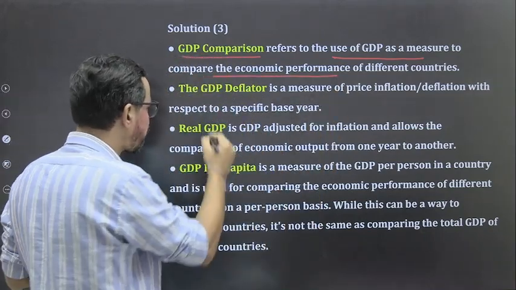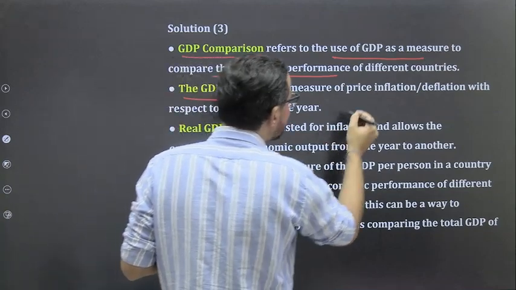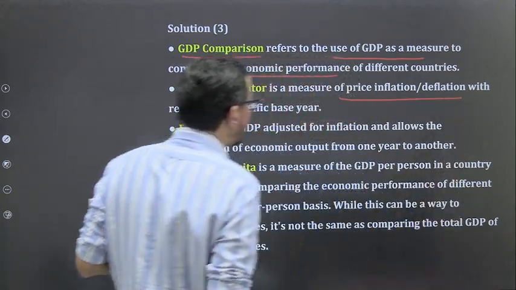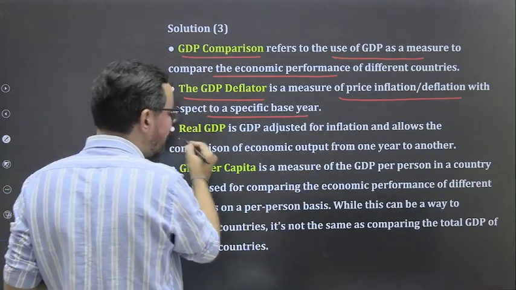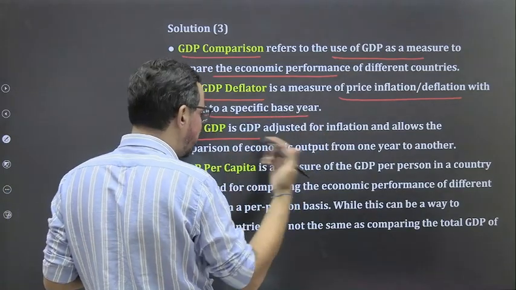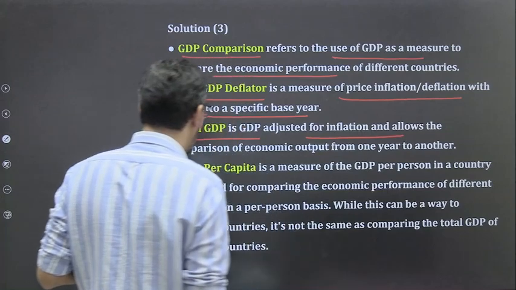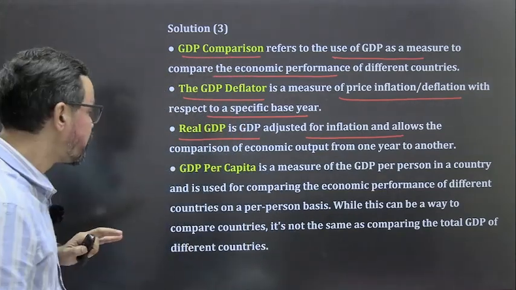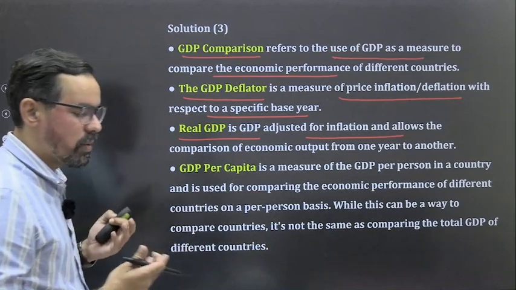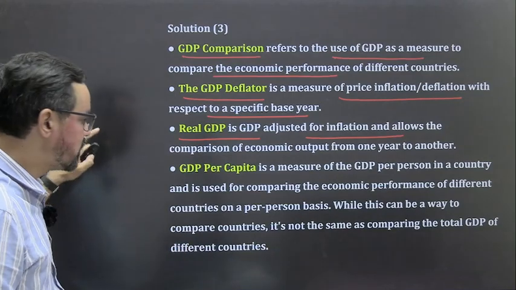GDP deflator is a measure of price inflation or deflation with respect to a specific base year. Real GDP, which is also known as inflation adjusted GDP, allows comparison of economic output from one year to another. जैसे इंडिया में आपका 2013-14, we use that base year, ठीक है?